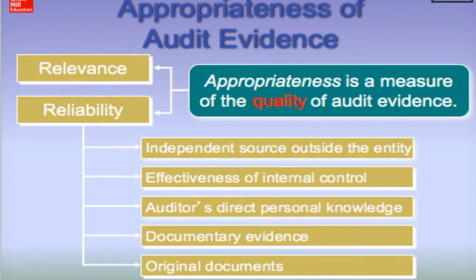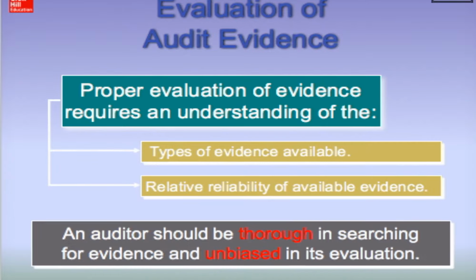Those kind of explain themselves. In this flowchart for evaluation, I would pay special attention to this box down here and these highlighted red words. Auditors should be thorough in searching for evidence and unbiased in its evaluation. These, for whatever reason, I guess just because of the nature of the exam and the nature of the content for the auditing portion, buzzwords like this are very testable and very often tested.